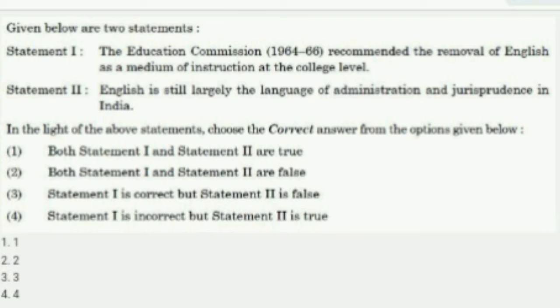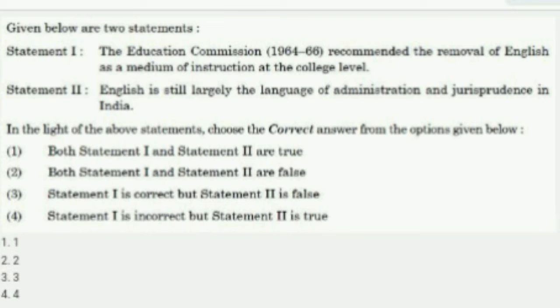When we look at the Education Commission 1964 to 1966, it's popularly known as Kothari Commission, and it was an ad hoc commission set up by the Government of India to examine all aspects of the educational sector in India, to evolve a general pattern of education and to make policies for the development of education in India. The main recommendation of this commission was the 10 plus 2 plus 3 system of education.